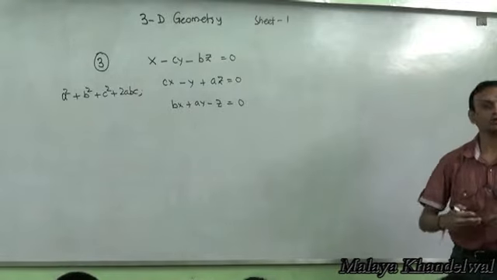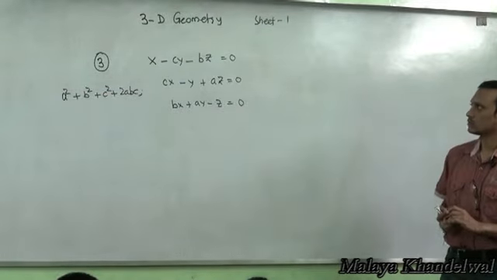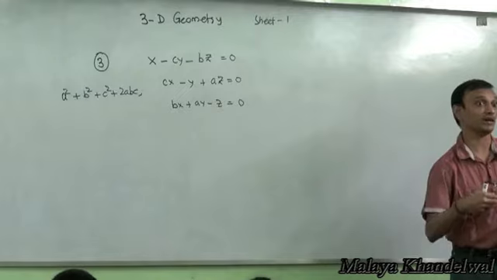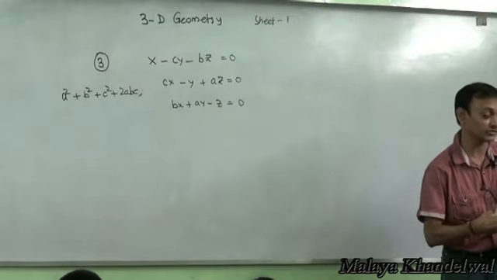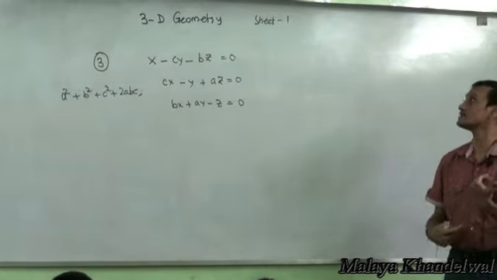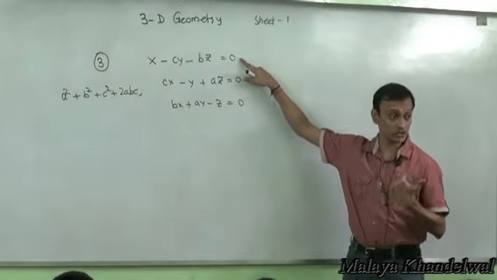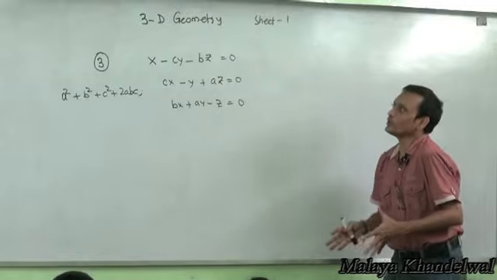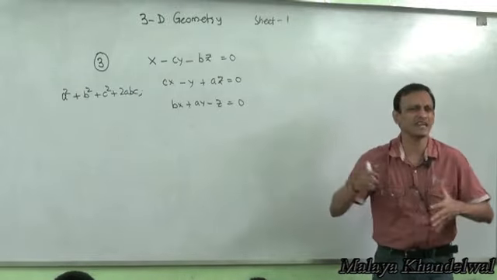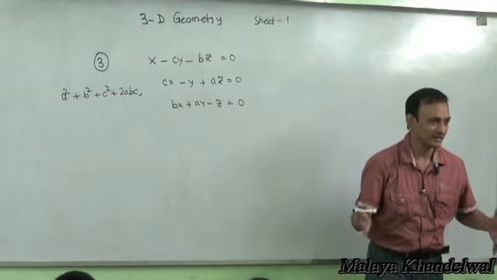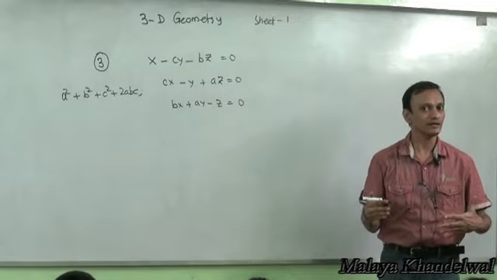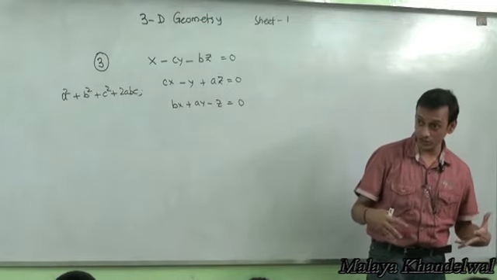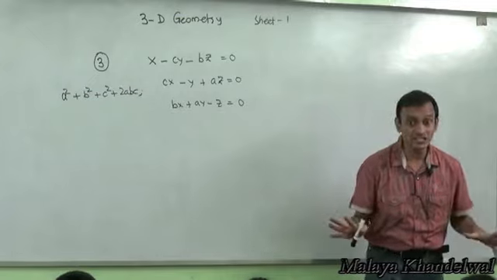Now, along the common line, there are x, y, z's. Along the common line of the three planes, there are x, y, z's that will satisfy this equation as well as this equation, right? So all that you need to do is, from these three equations, eliminate x, y, and z. That will give you a condition connecting a, b, and c.